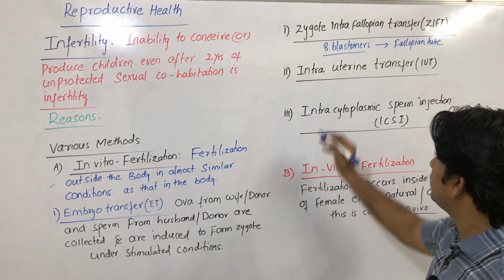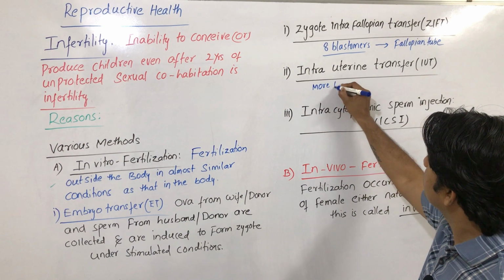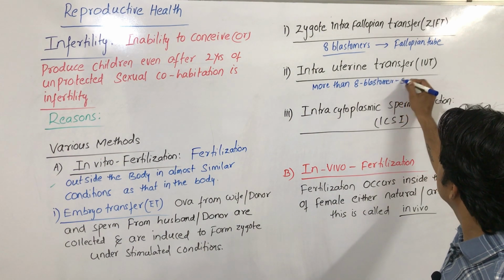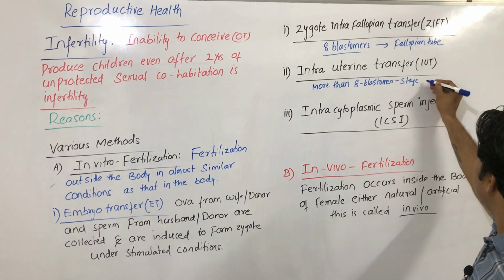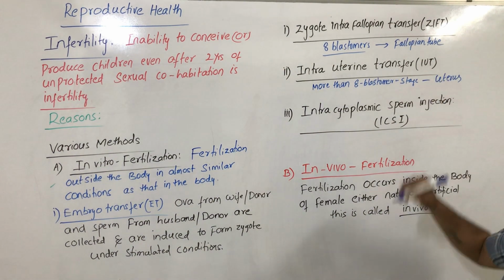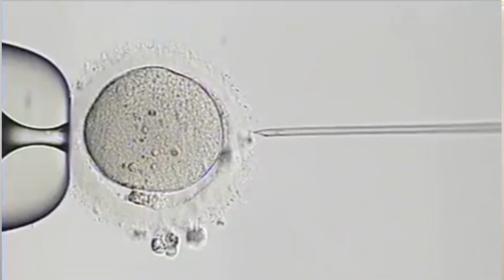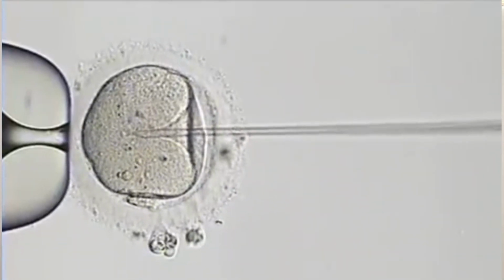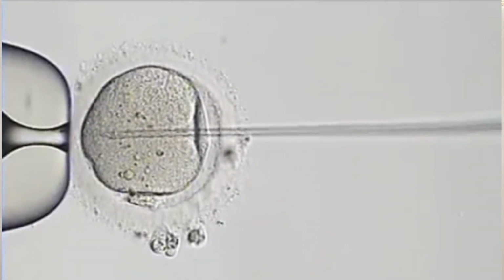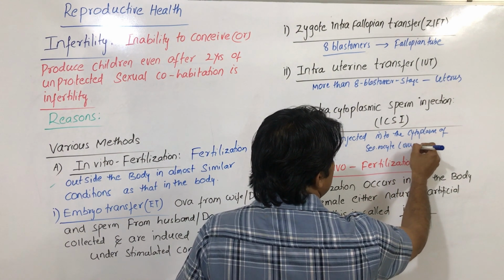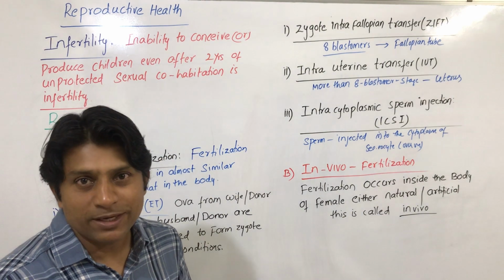If the embryo has more than 8 blastomeres, then the embryo is transferred into the uterus of the female, which is called intrauterine transfer. Next, we have one more technique called intracytoplasmic sperm injection. A sperm is injected into the cytoplasm of a secondary oocyte, which is called the ovum. This is called intracytoplasmic sperm injection.